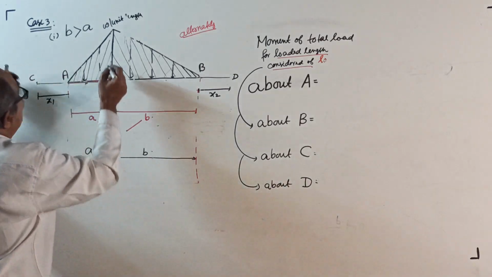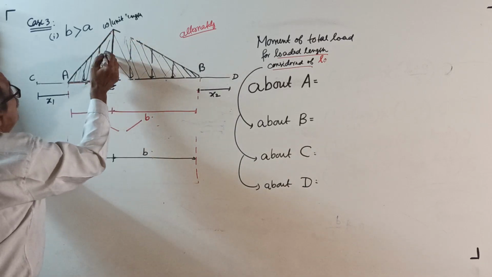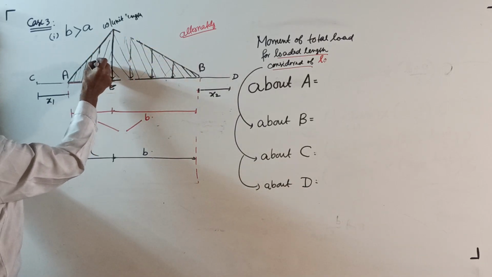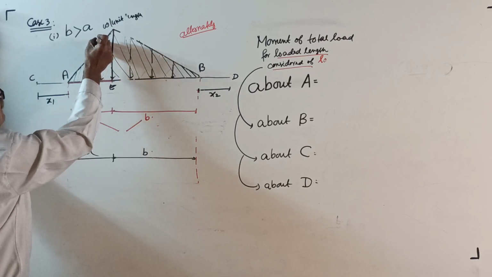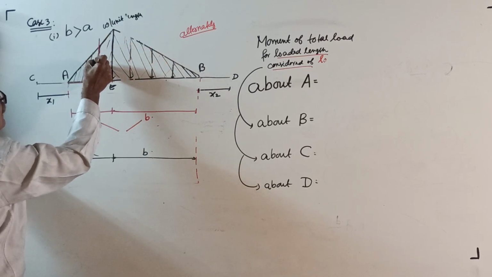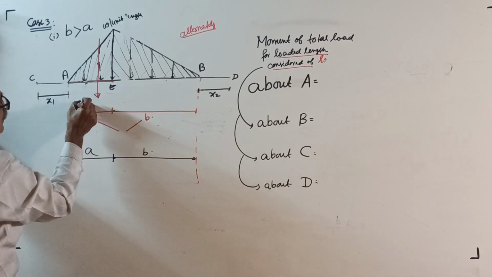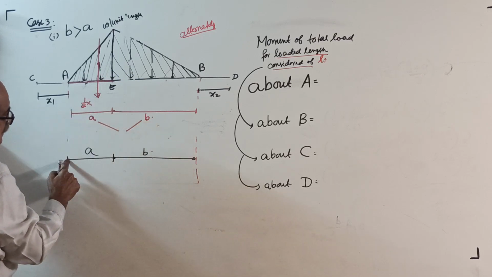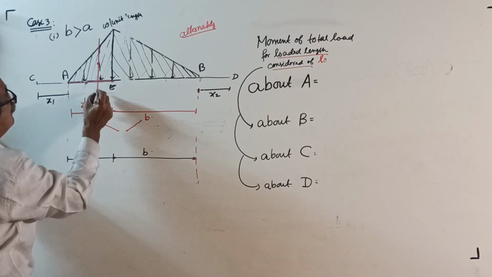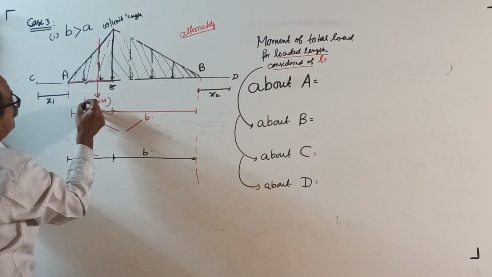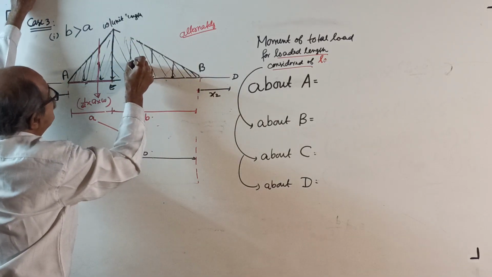Then see here, for this diagram, it is a right angle triangle. So the resultant will pass here. This is one of the loads. That load is equal to half into A into W. One more load will pass here.